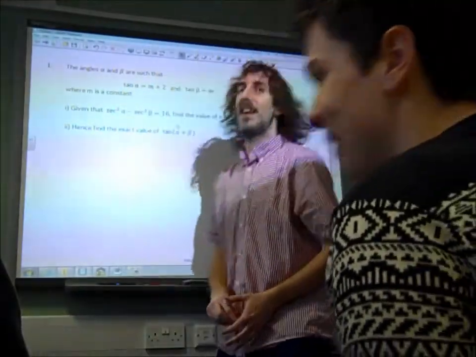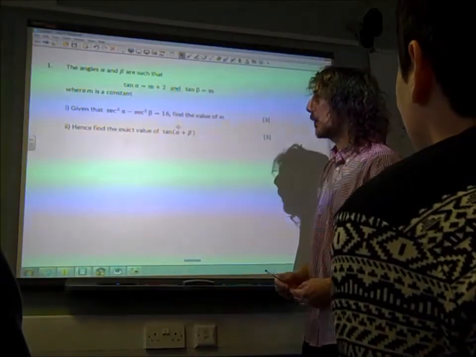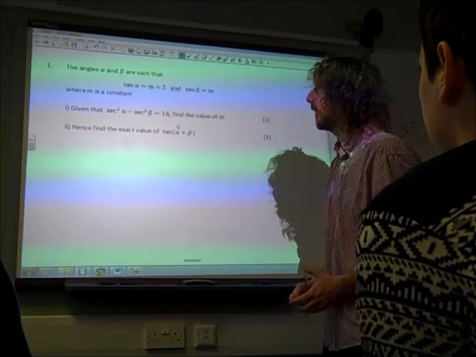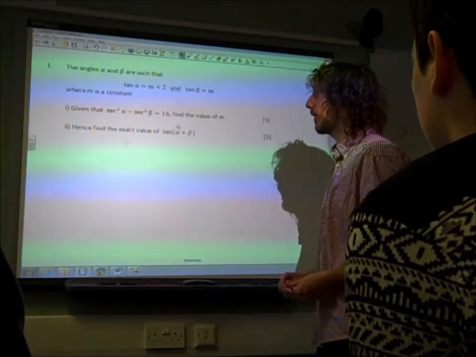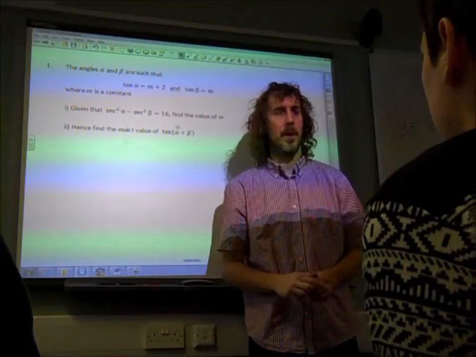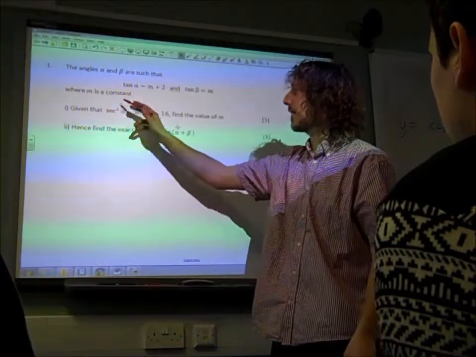Great, so here we go with the homework this week on trigonometry. The angles alpha and beta are such that tan alpha is m plus 2 and tan beta is m, where m is a constant. Given that this is true, find the value of m. So we've got to link these things together, haven't we? We've got sec squared and we've got tan.